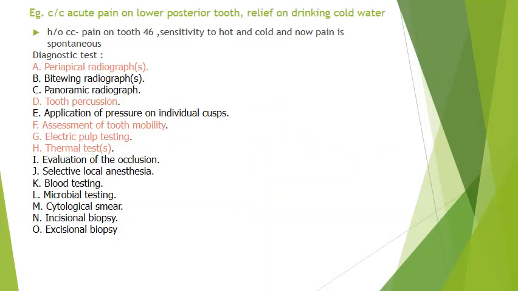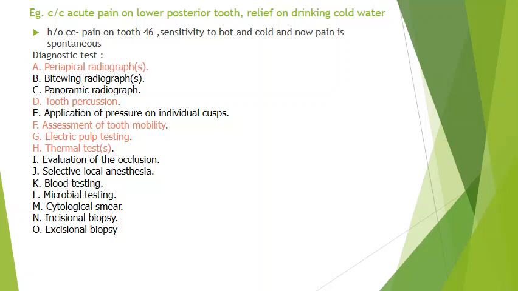On to next, we have just an example, like in a case history. In the case history it is given that the patient's chief complaint is acute pain on a lower posterior tooth, with some relief on drinking cold water. In the history of the chief complaint, it says pain on tooth 4-6, sensitivity to hot and cold as well, and now the pain is spontaneous. Now the pain is spontaneous, so it is irreversible pulpitis.